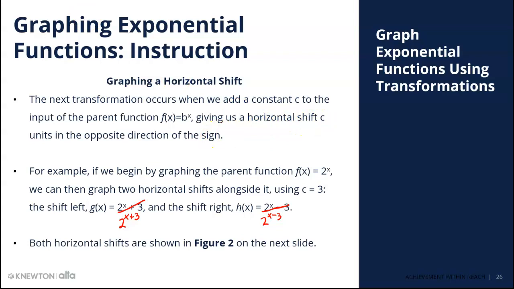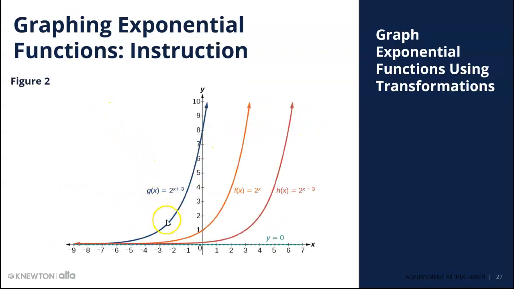That is in the opposite direction of the sign of c. So to illustrate that, let us consider this function here. We have the function f of x equal to 2 to the x. To graph h of x equal to 2 to the x minus 3, we just shift this function here 3 units to the right. To do that, you start with this point here, and then you shift that 3 units. So 1, 2, 3. That would correspond to this point.